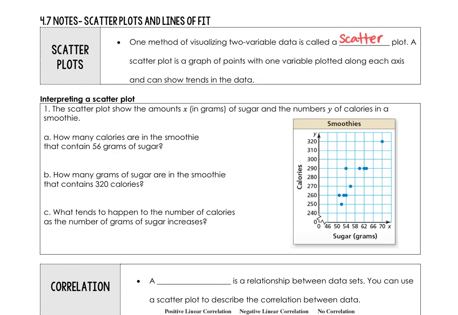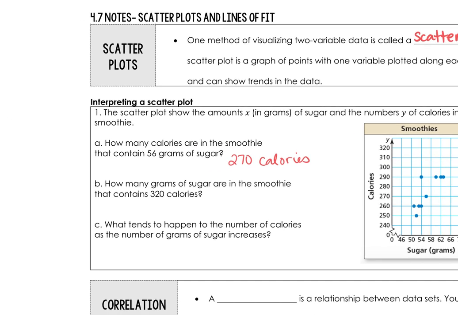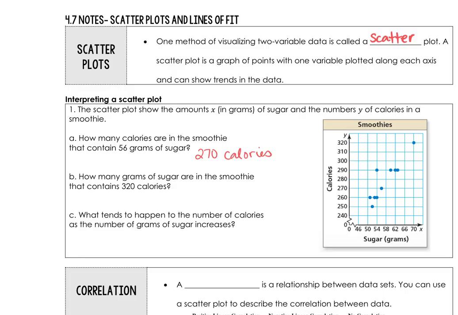So A just says how many calories are in the smoothie that contains 56 grams of sugar. So we know that our grams of sugar are our x-axis. So what you would do is find the point on the scatter plot that has an x value of 56 and find the y value. So it's kind of like evaluating a function. When the x value is 56, what is the y value? So 56 would be right in between 54 and 58, and if you find that point, you find that the number of calories would be 270 calories. All right, so it's just making sure, do you know how to read kind of a graph?